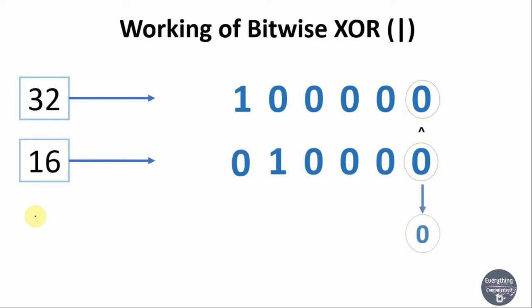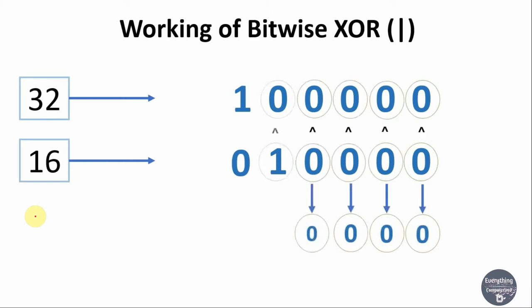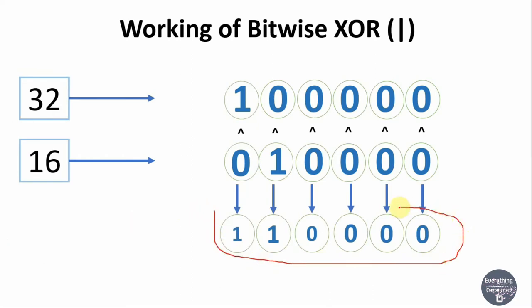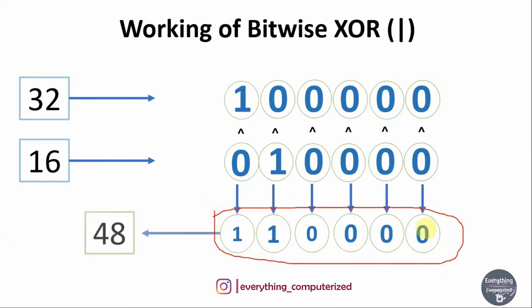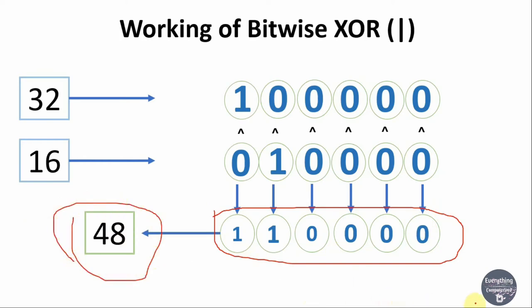So 0 XOR 0 becomes 0, and likewise the others. Then 0 XOR 1 will be 1, and 1 XOR 0 will be 1, and so this is the final binary result we are getting. And this binary number converted into decimal gives 48. So this is how the bitwise XOR operator works.